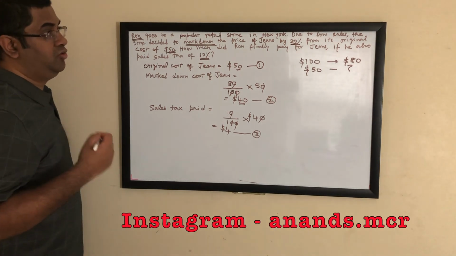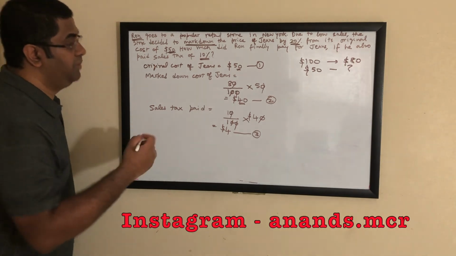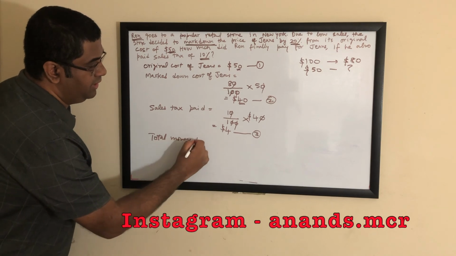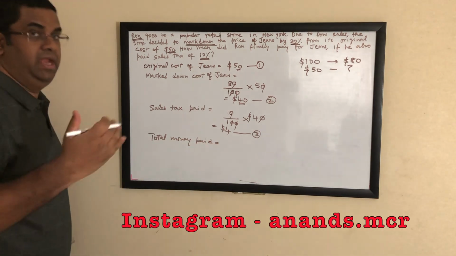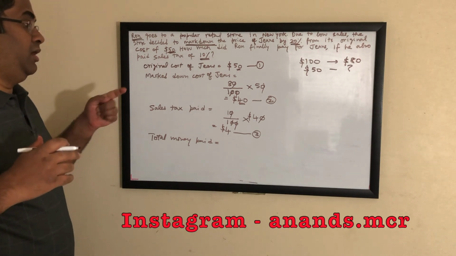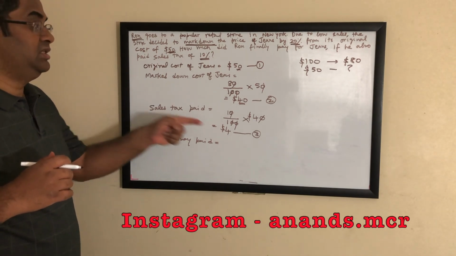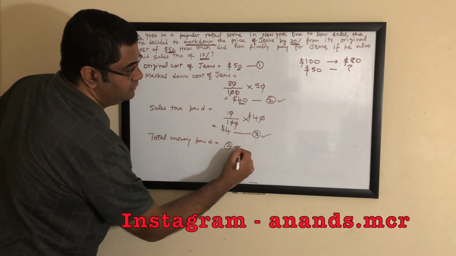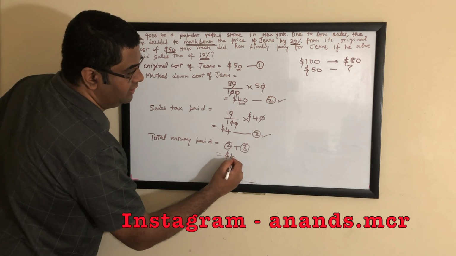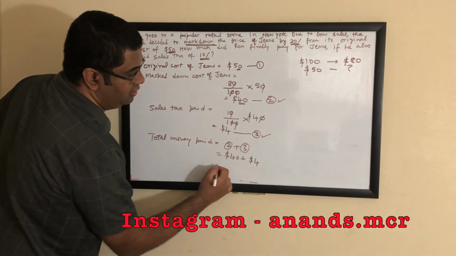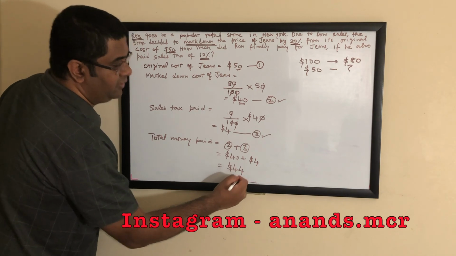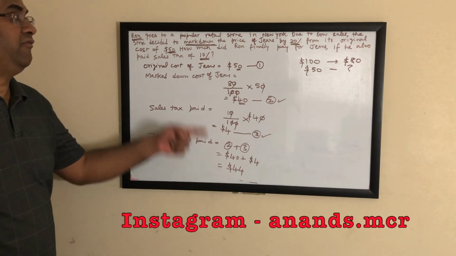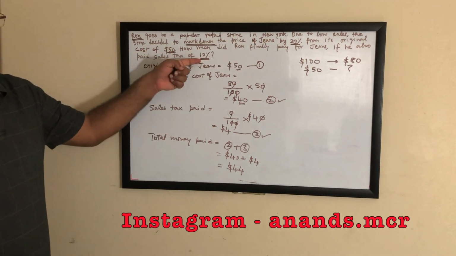Now, what is the total amount of money that Ron paid for the jeans? So the total money paid in this case will be the amount that he pays for the jeans plus the sales tax, which is a combination of steps 2 and 3, which is equal to $40 plus $4, which is equal to $44. So the amount that Ron paid for the jeans finally is $44 after computing the markdown cost and the sales tax.